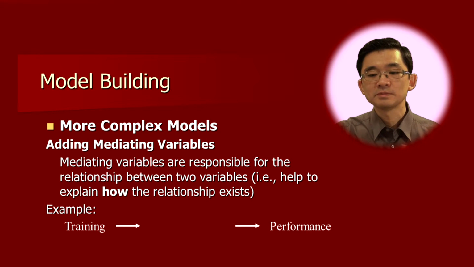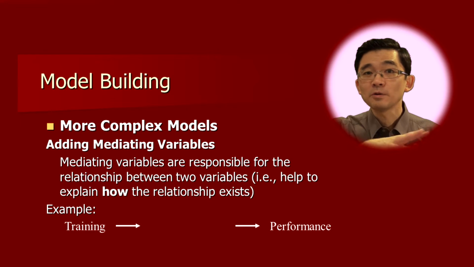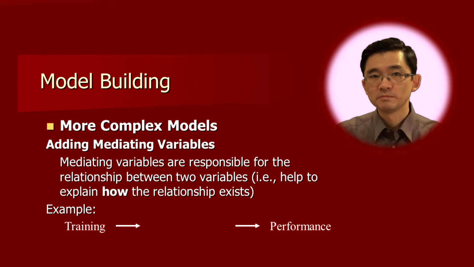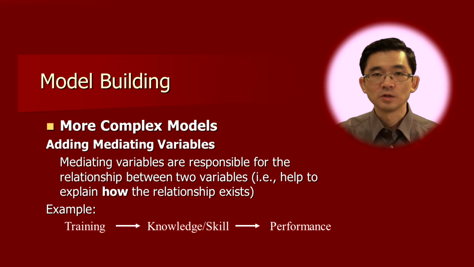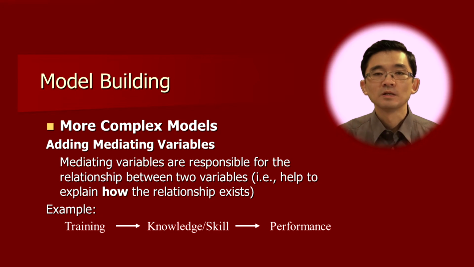Training oftentimes leads to better performance. Right? If you train people, they perform better. But we might be interested in the mechanism. How does training lead to better performance? So one possibility could be knowledge or skill. Right? When we train people, they have more knowledge. When they have more knowledge, then they perform better. So this would be an example of a mediating relationship.